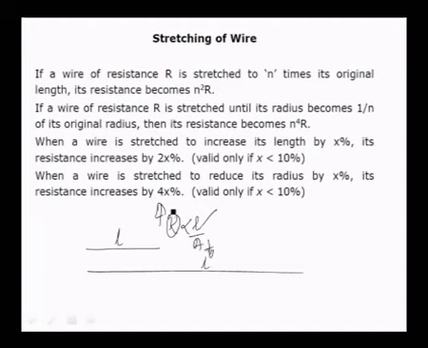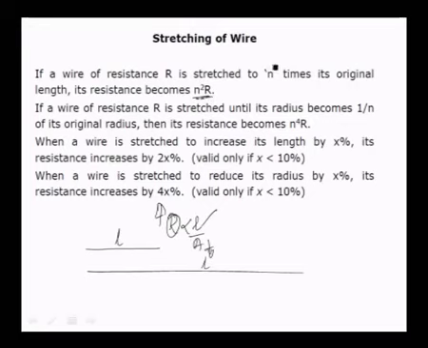So, they are given in terms of number of times or in terms of percentage. Therefore, here I am going to add 4 different methods for stretching. The first one: if the wire resistance R is stretched to n times its original length, its resistance becomes n square R.